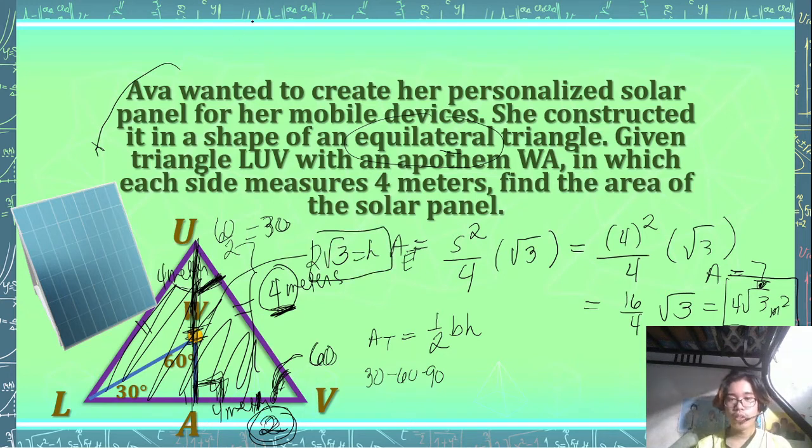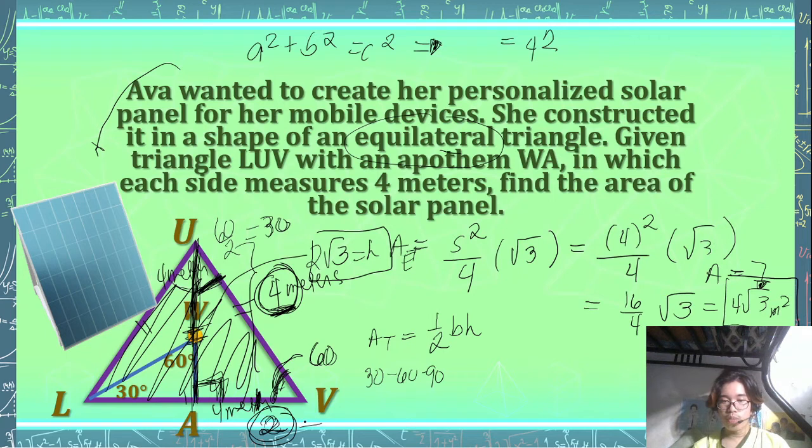Let's go here. If we're going to use the Pythagorean theorem, that's a squared plus b squared is equal to c squared. Therefore, since 4 is the hypotenuse of this problem, we can say that a squared plus b squared is going to be equal to 4 squared. And then we have 2 here as one of the measurements. So why is this 2? Because the side measurement of LV is 4, and since it's been bisected, 4 divided by 2 is just 2.